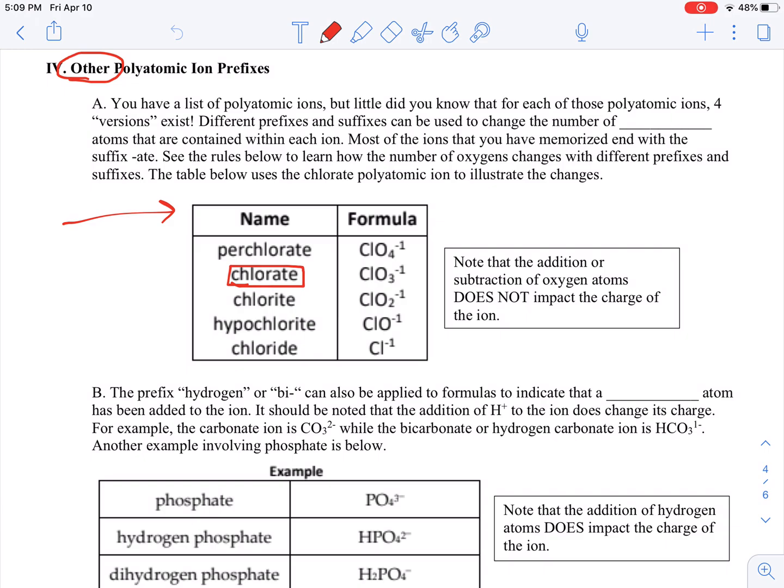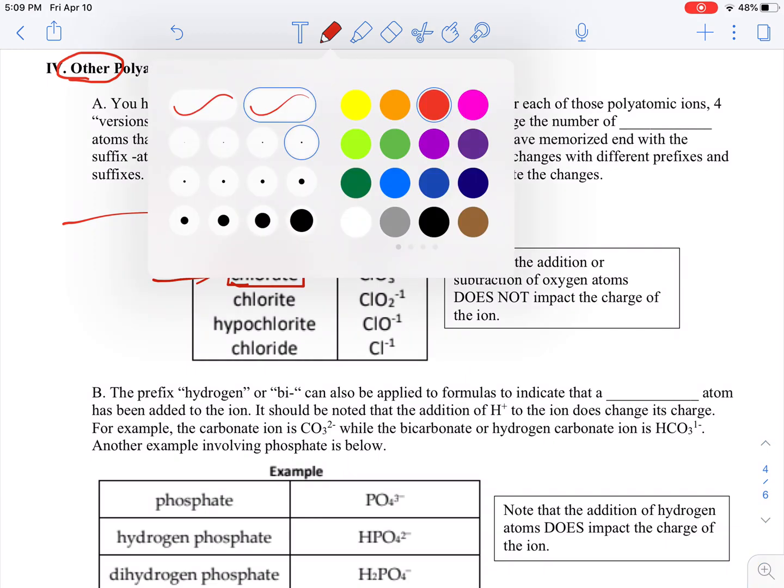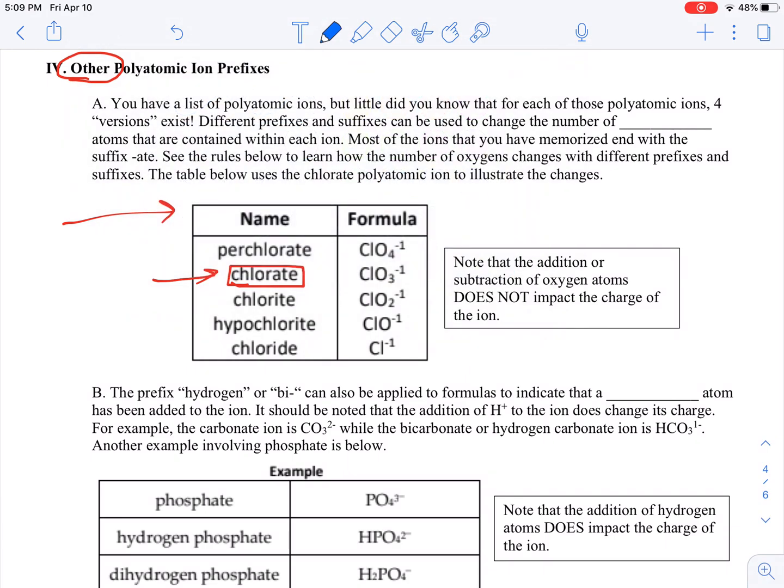So here's the deal. If you would like to take your ATE version and you would like to give it an extra oxygen, you are going to add the prefix per. Notice that chlorate has 3 oxygens and perchlorate has 4 oxygens. If you would like to remove an oxygen, you're going to take your ATE version and you are going to change it to ITE. Chlorate has 3, chlorite has 2.